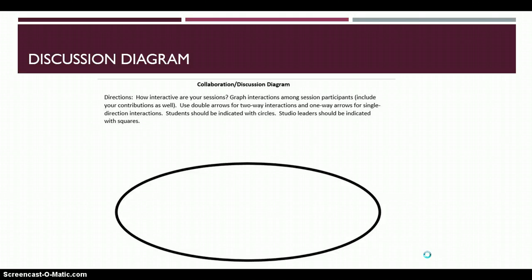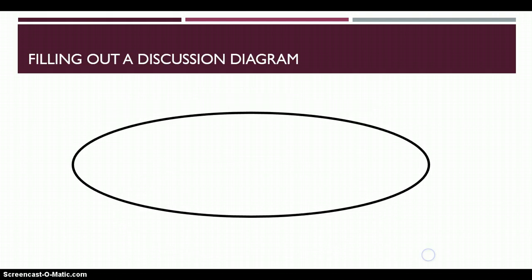It's actually a fairly simple process to fill out one of these, but you can derive insights to improve your practice as a writing studio leader by looking at them. It's very simple to fill out a discussion diagram.